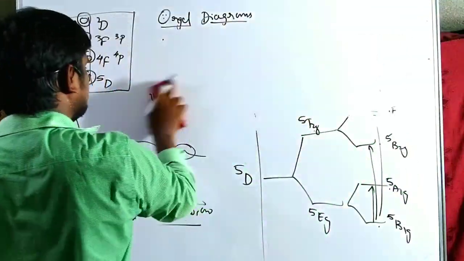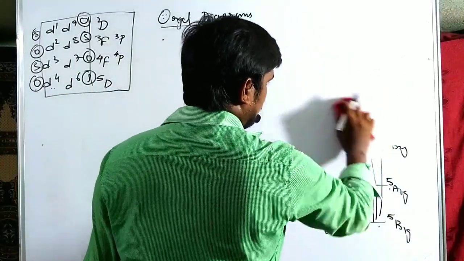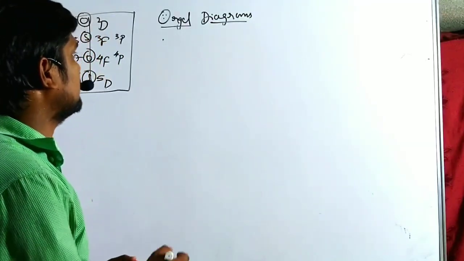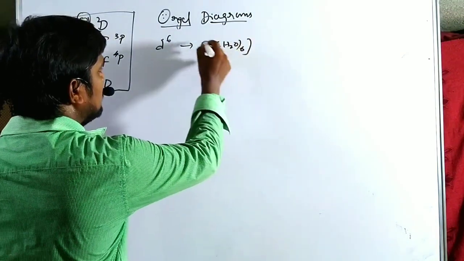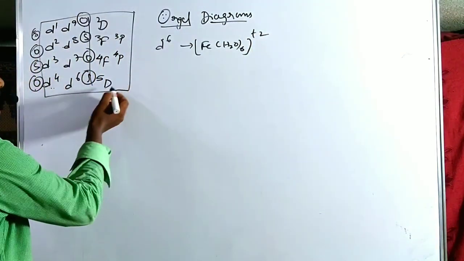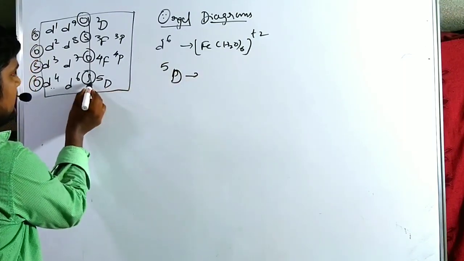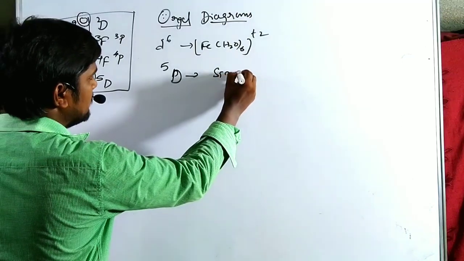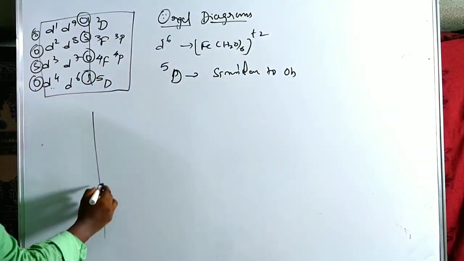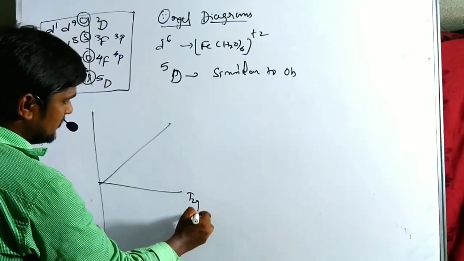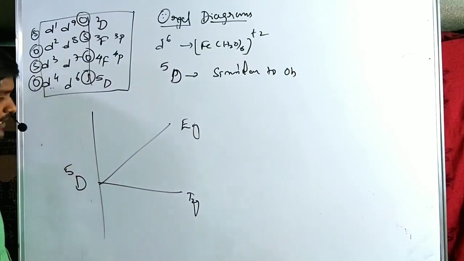D6 configuration. Now we are discussing the D6 configuration. The best example is [Fe(H2O)6]2+. D6 means here the term is 5D. Here D6 is similar to the opposite, similar to the octahedral splitting. That means the ground state will have the T2g term and the excited state will have the Eg term. Now the term is 5D.